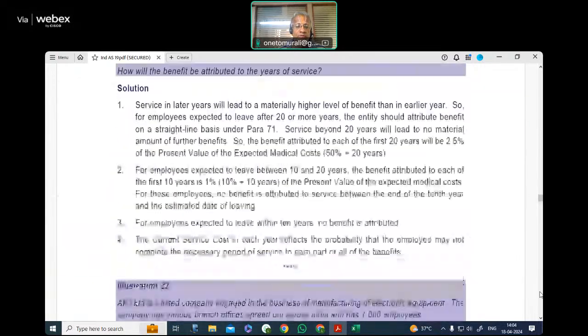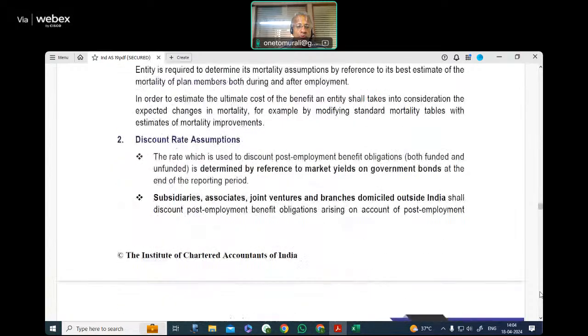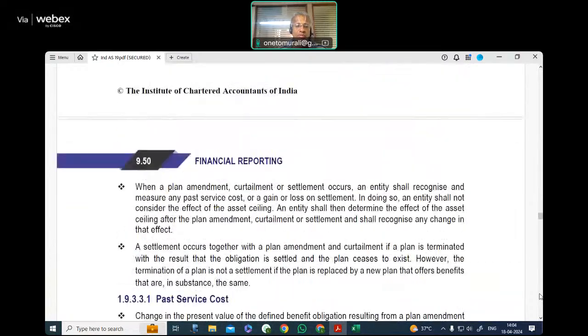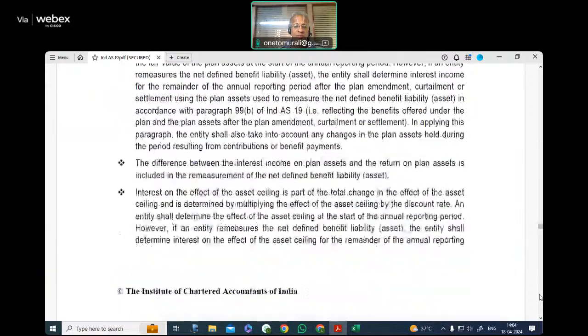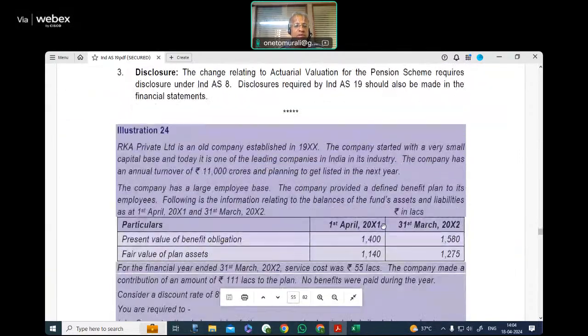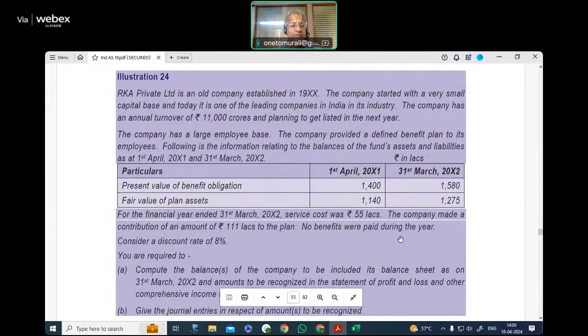In that process, we will take up a new problem, which is considered to be a main examination question. Once in the recent past, they have asked this question. This is illustration number 24. Please give good attention.